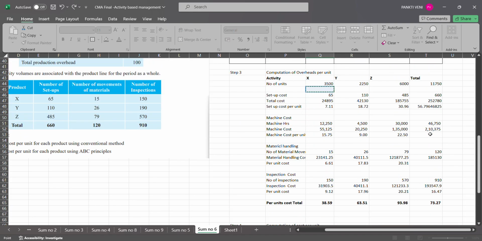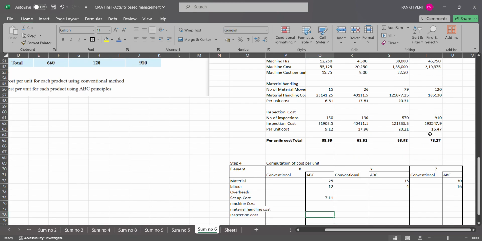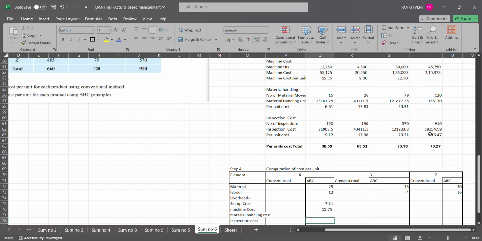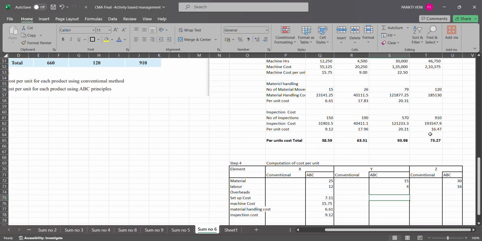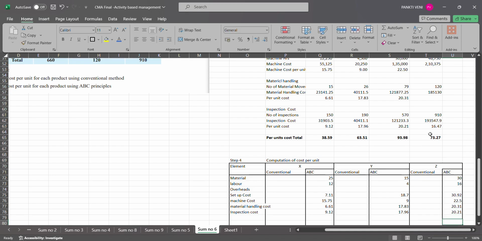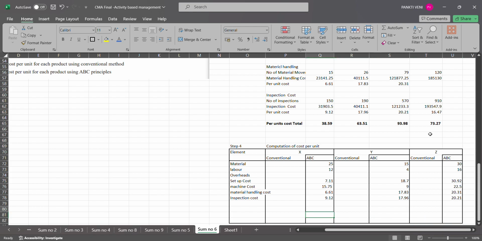Then here I'll take up my per unit wise cost. So I have setup cost; I'll take it from here. That way I'll get everything. Then I have machine cost; I'll take it from here. Then I have 6.61, then 9.12. So this part is done. Then I have 18.709, 17.83, 17.96. Okay, so this part is done. Then 30.92, 22.50, 20.31, 20.21. So this part is done.